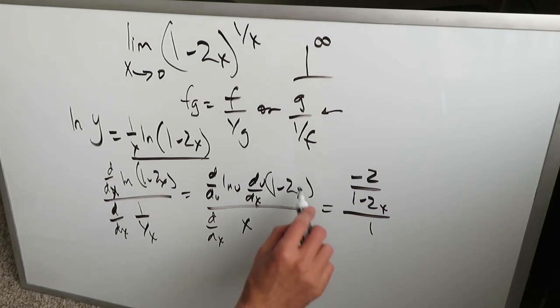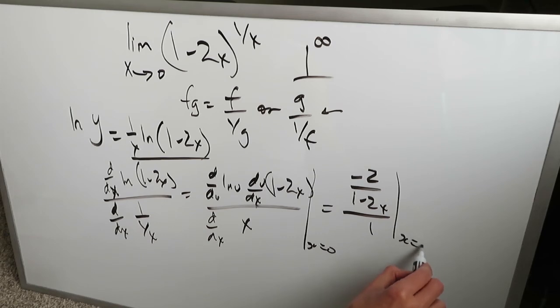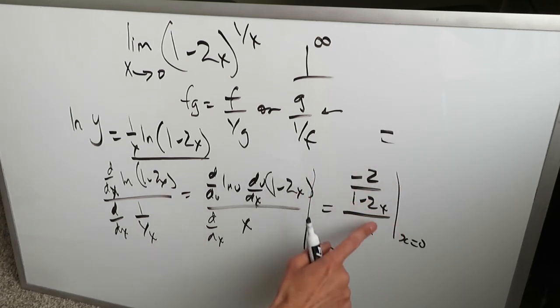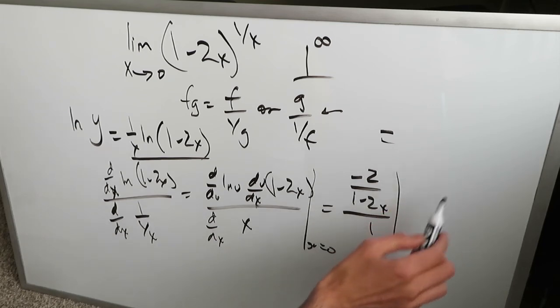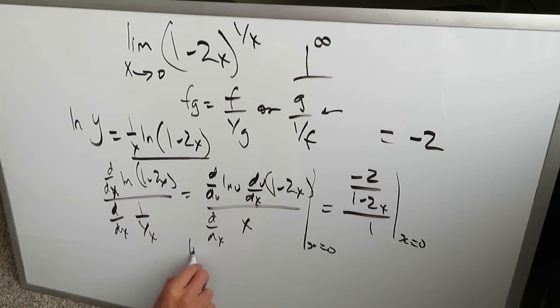Essentially all you're doing now is putting x equals 0 in place of x. When you put x equals 0, you get minus 2 divided by 1. Everything else ones out. Because of this denominator 1, you get minus 2. But this right here was natural log y is equal to minus 2.